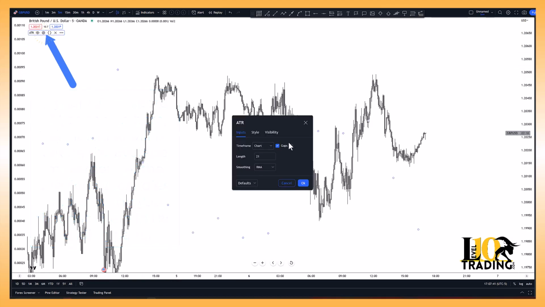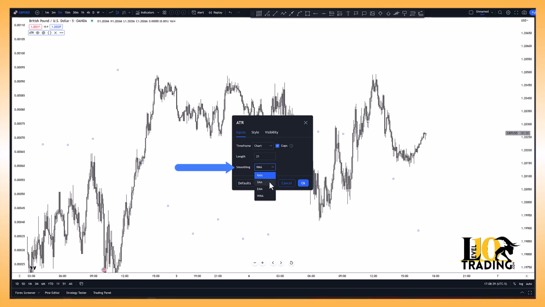You also can come after changing the length and change the smoothing of that to the RMA, the running moving average, to the SMA, the simple moving average, to the exponential moving average, or to the weighted moving average. And so it is just like your moving averages. They're all going to track similarly. It just depends on how they calculate the data.